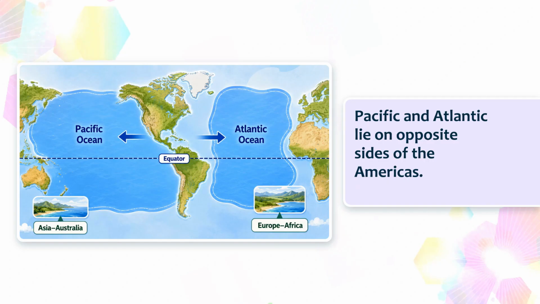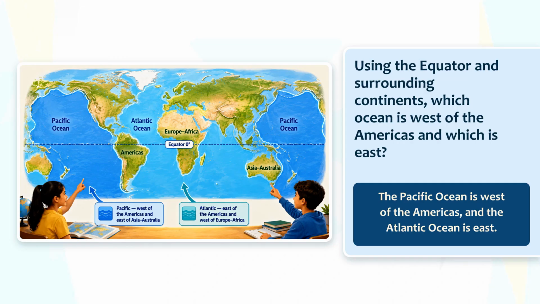The anchors prevent guesswork. Pacific and Atlantic lie on opposite sides of the Americas. The equator then confirms their broad map positions. Read from the Americas outward. Using the equator and surrounding continents, which ocean is west of the Americas and which is east? Now match each side to its label. The Pacific Ocean is west of the Americas and the Atlantic Ocean is east. The surrounding land and equator confirm the locations.